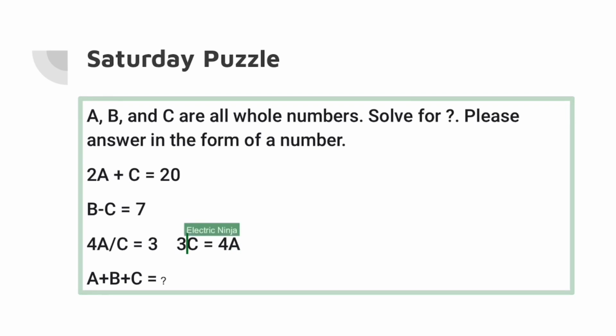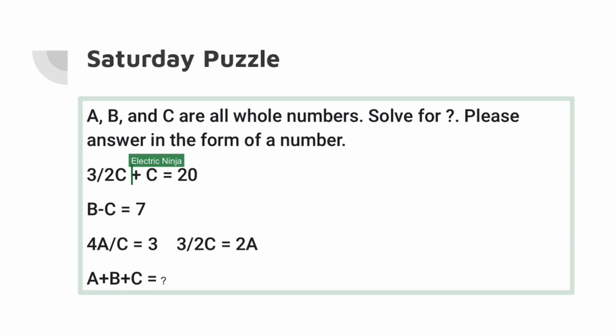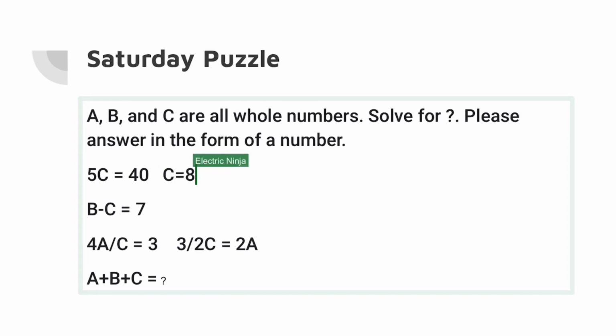We're going to divide both sides of this by 2. And we have 3 halves C is equal to 2A. So we can actually just plug this in right here at the top. And now we have 3 halves C plus C, which is going to be 5 halves C, is equal to 20. So we times this by 2 to get 5C is equal to 40. And then we have C is equal to 8.